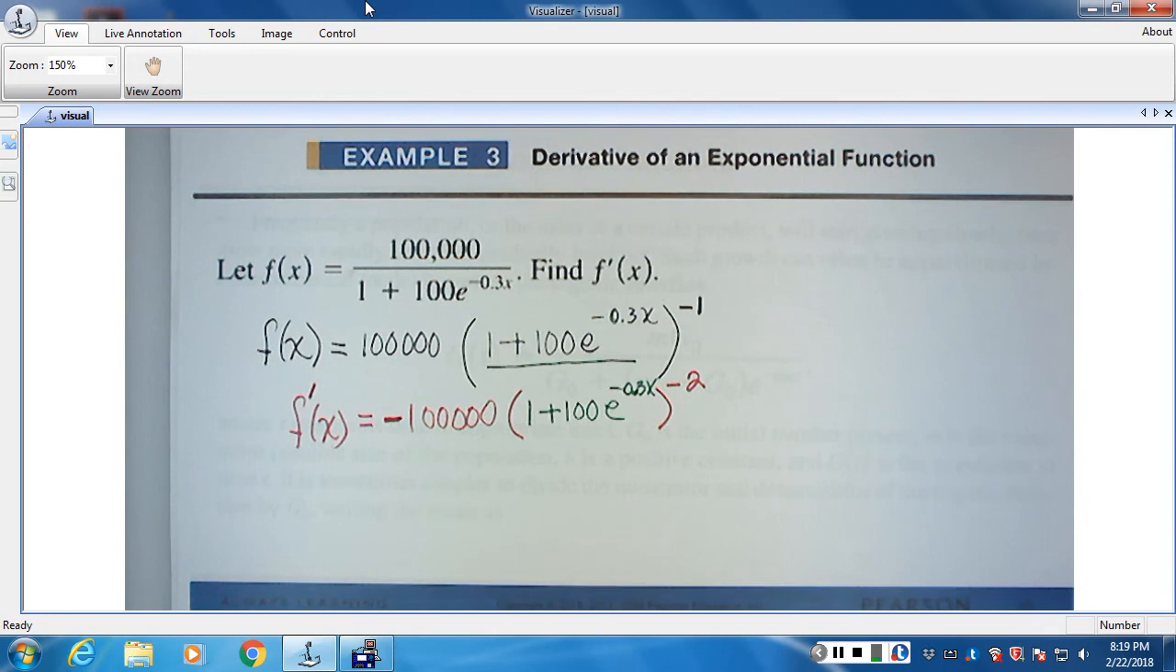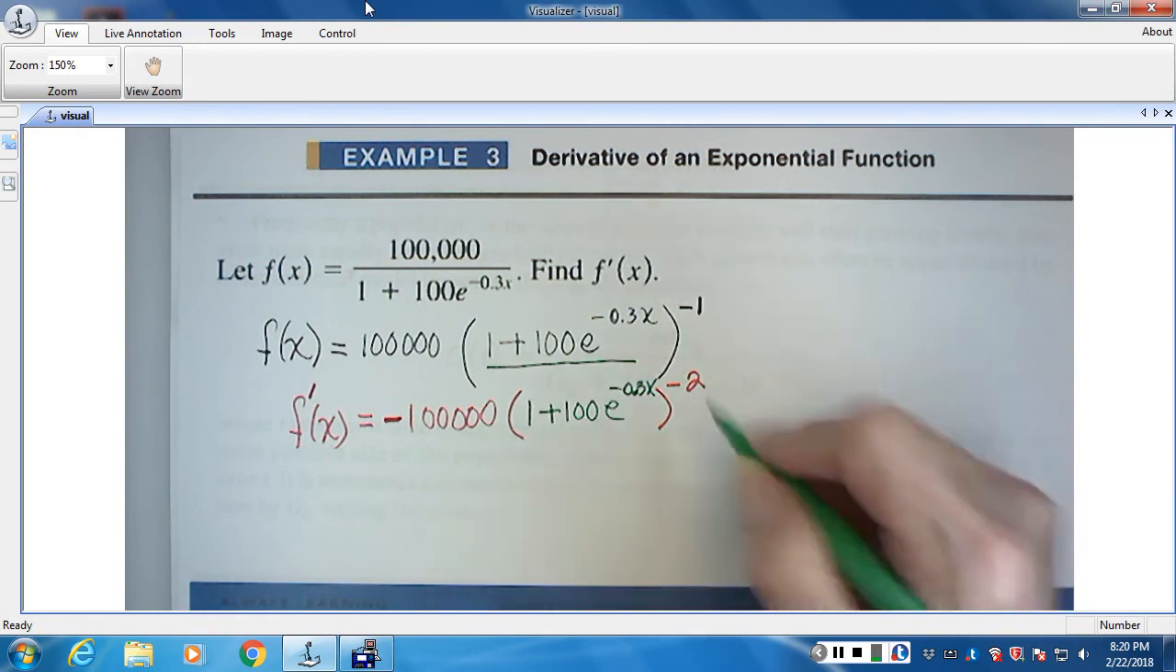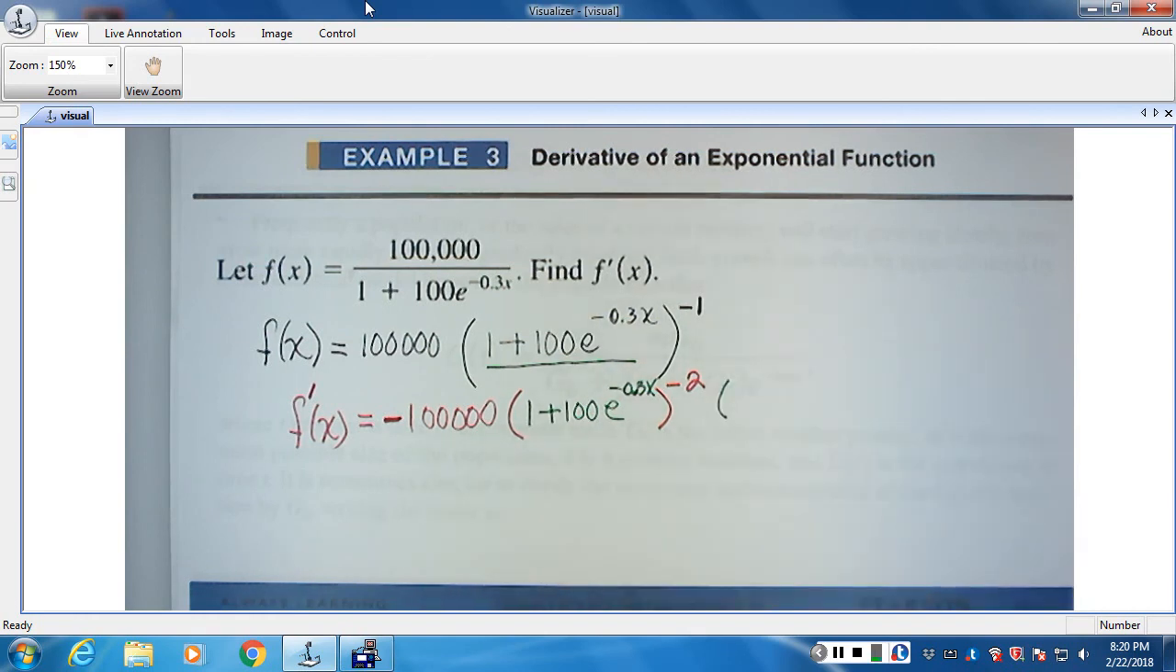Didn't do anything with it, didn't change it, kept it just like it was. I just recopied it. What's the derivative of 1? 0. Not writing nothing down if I don't have to.